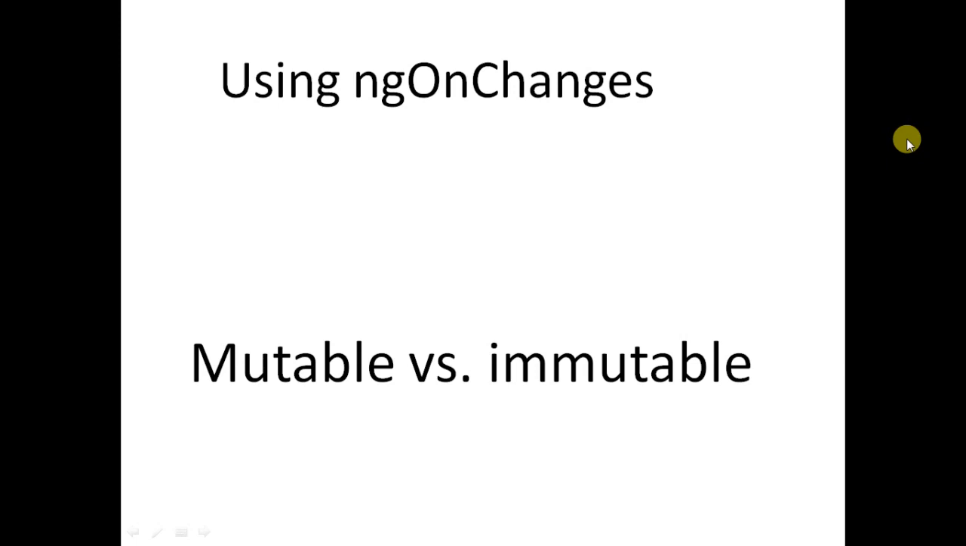Now, using ngOnChanges. Let's illustrate component lifecycle hooks using ngOnChanges. These examples will include parent and child components, and the latter will have two input properties, greeting and user. The first property is a string and the second is an object with one property, name. To understand why the ngOnChanges callback may or may not be invoked, you need to be familiar with the concept of mutable versus immutable objects.